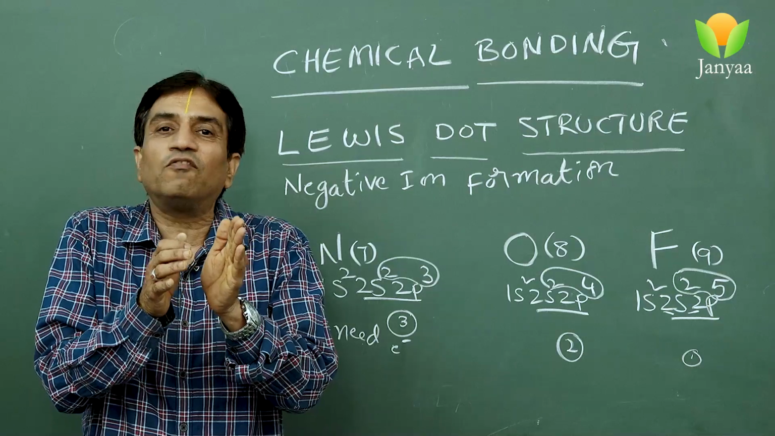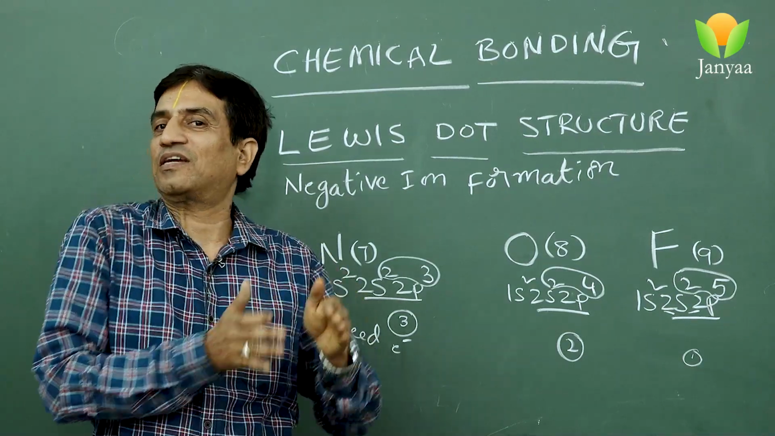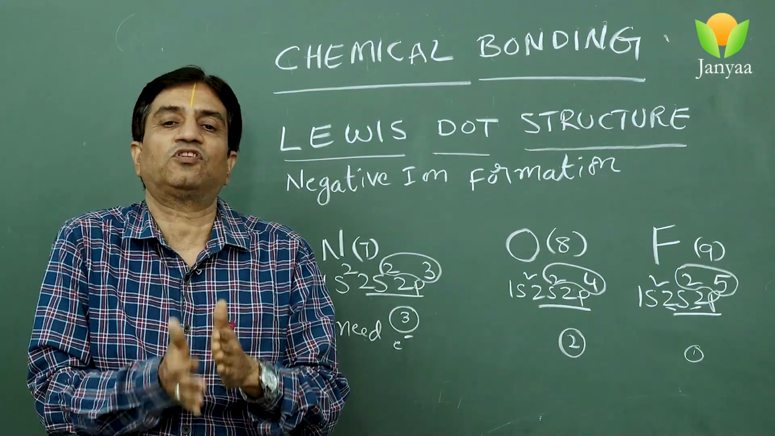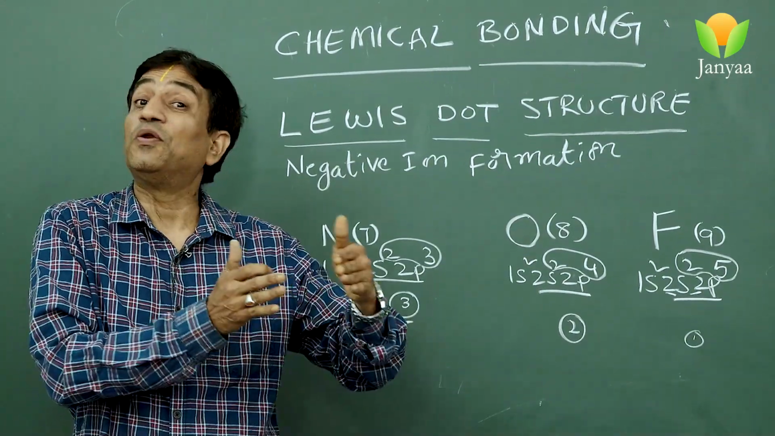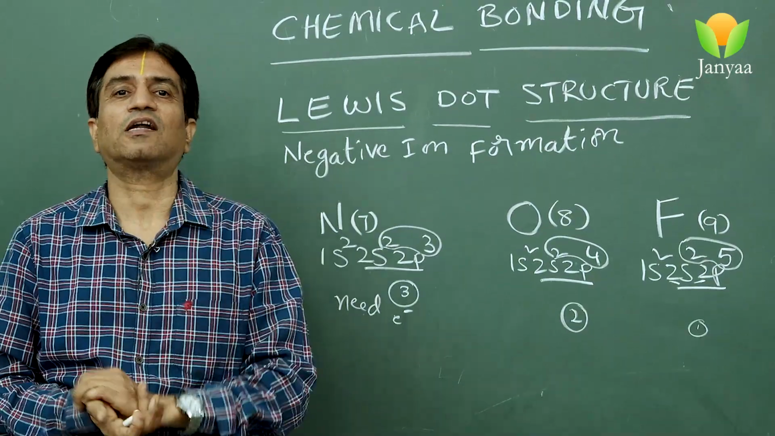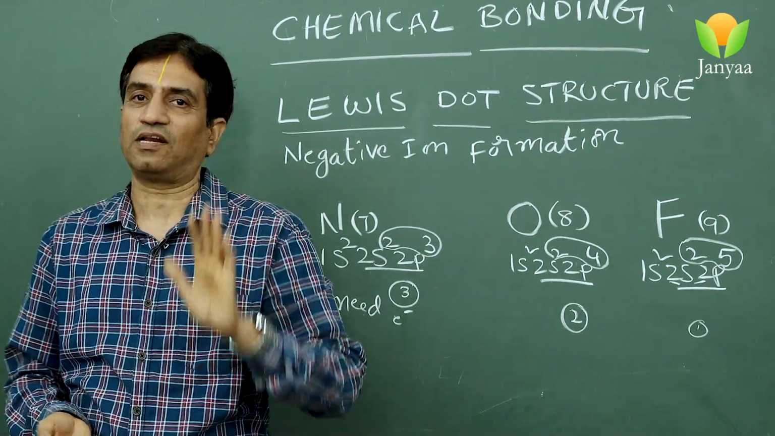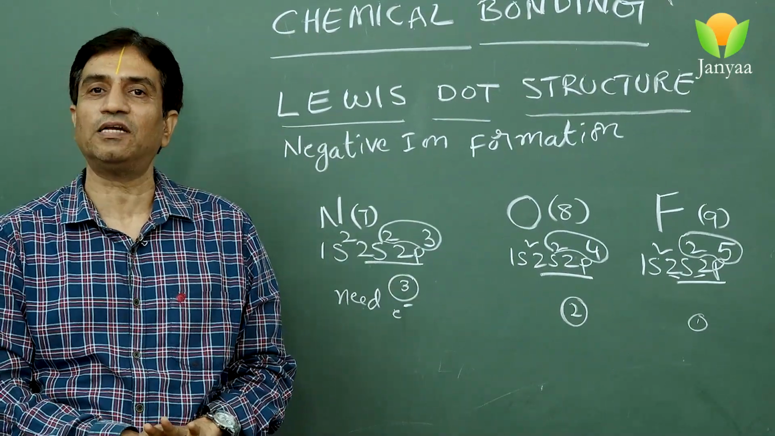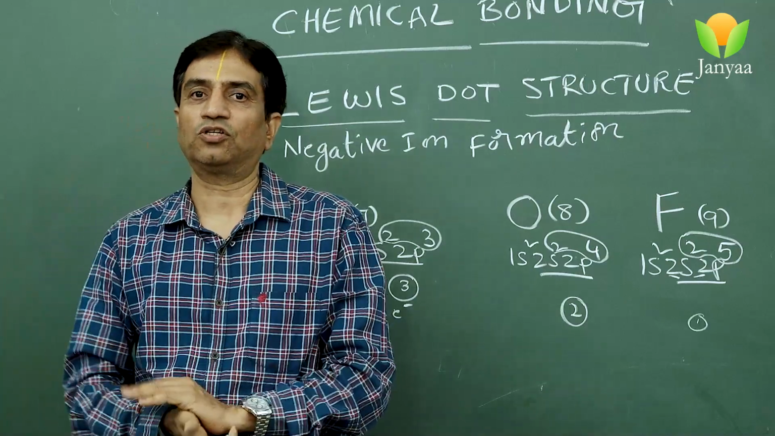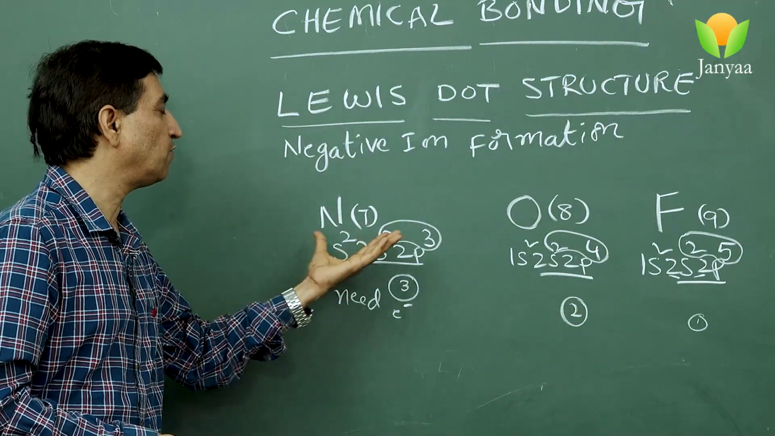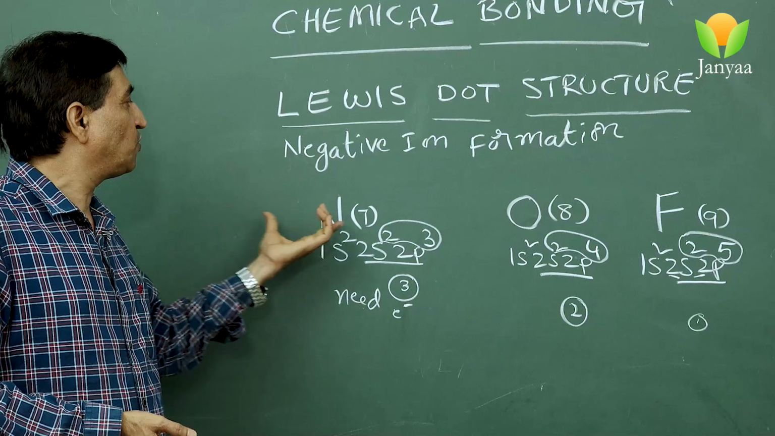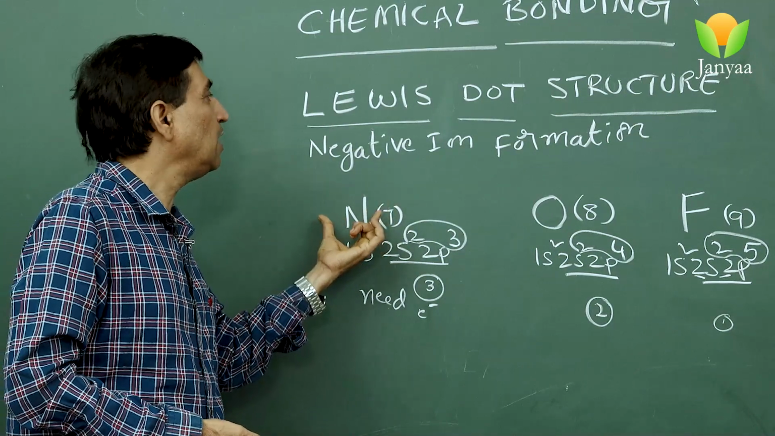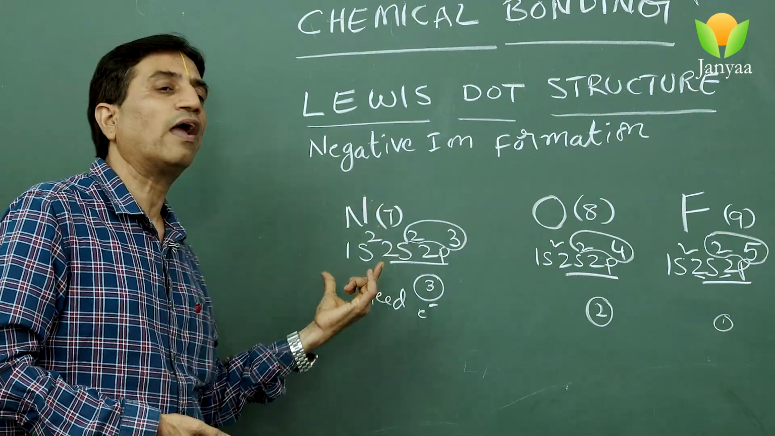Electron is which type of charged particle? Think about the charges of electrons, protons and neutrons. Yes, electrons are negatively charged particles. So if an element gains negatively charged particles, it gets a negative charge. If nitrogen gains 3 electrons, it will get 3 units of negative charge. So it becomes negative, and we call this a negative ion.